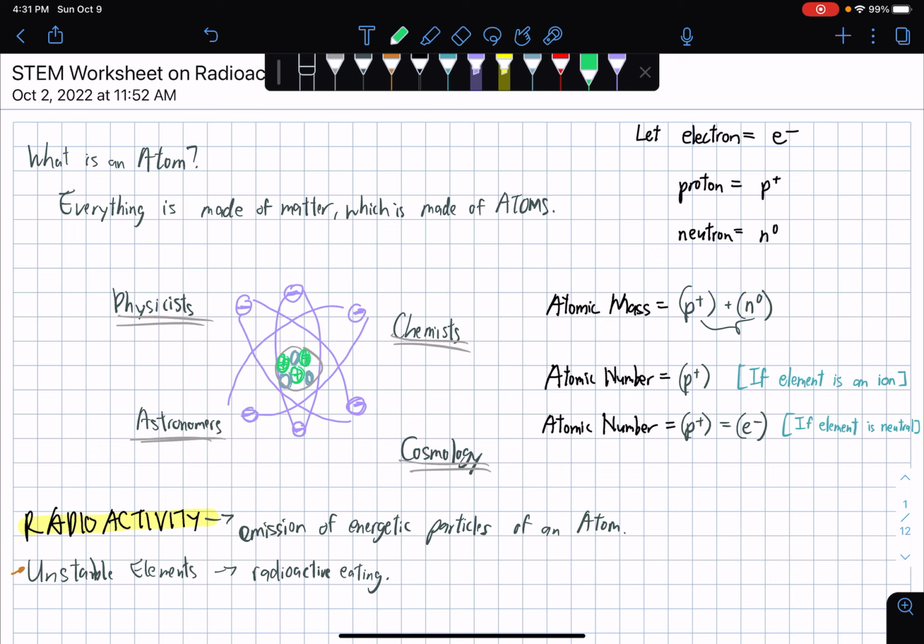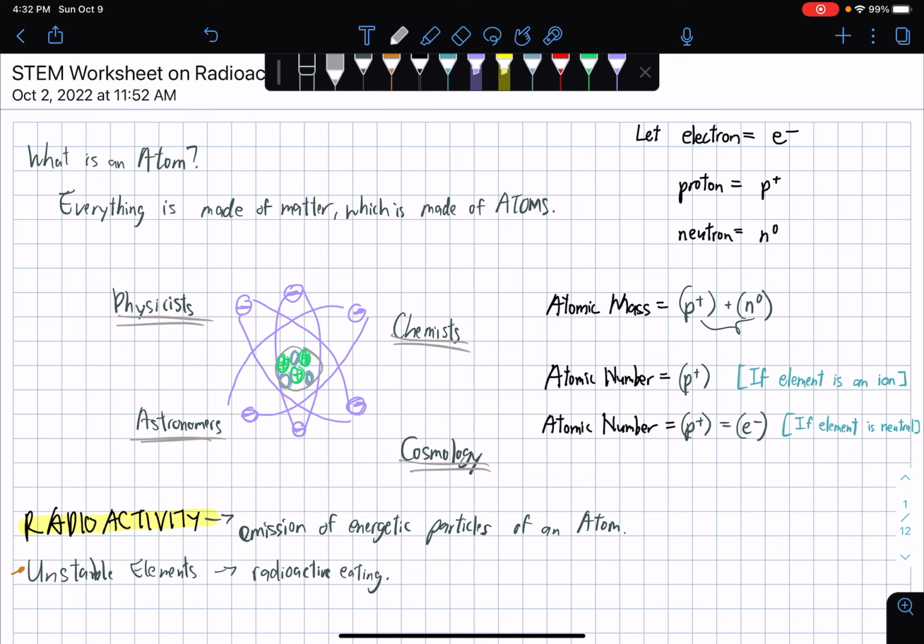So, with that in mind, we now know that the atomic mass is equal to basically everything, all the particles that we have in the nucleus of an atom, proton plus neutron. The atomic number is equal to proton if the element is an ion, such that you might want to recall the definition of what an ion is.